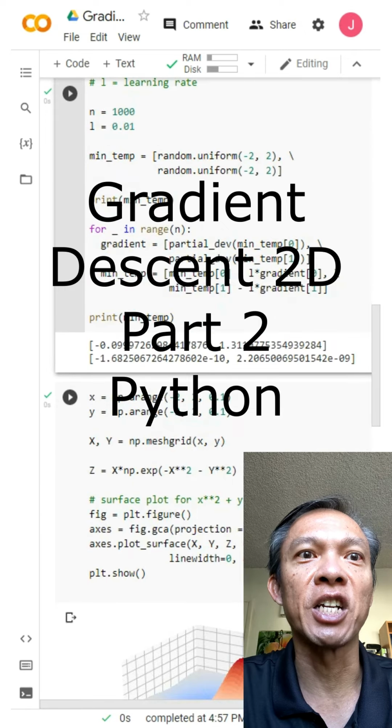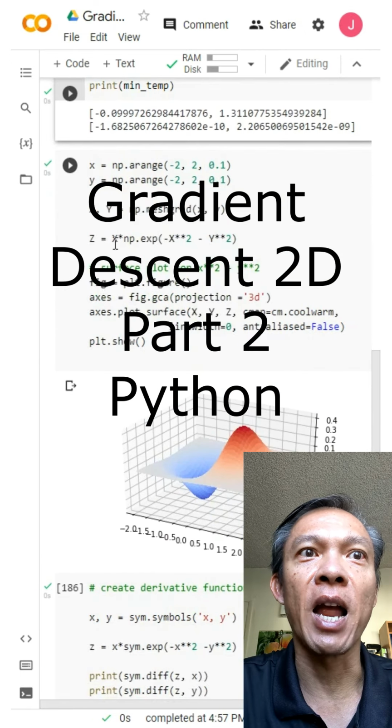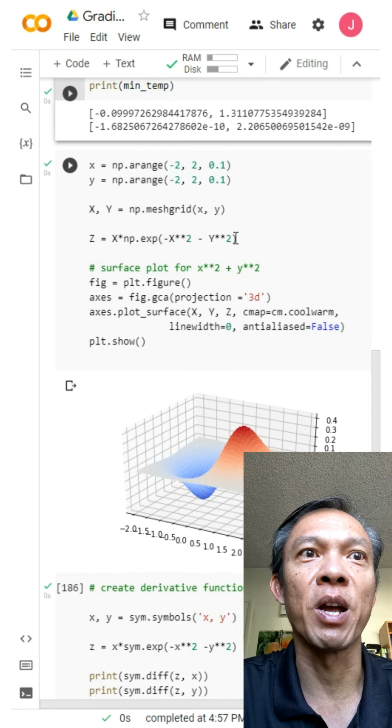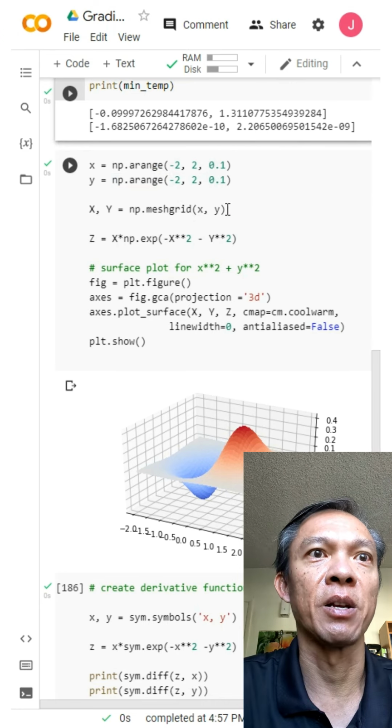So for a more challenging example, we can take a look at this equation right here, x times e to the exponent of minus x squared minus y squared. And here is a plot of this equation using the range from -2 to 2 at every 0.1 increment, right?